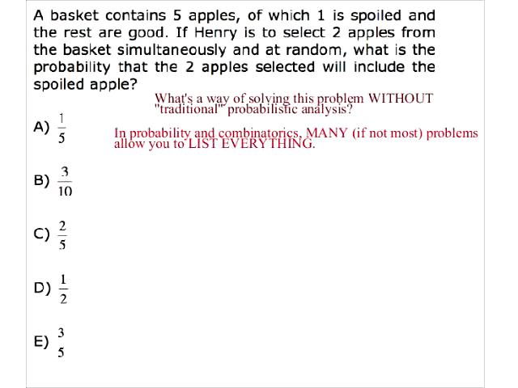How are we going to list this? Well, we could just call the apples 1, 2, 3, 4, and 5. And then let's say that number 1 is the spoiled one. So we can just list all of the ways of making 2 apples.